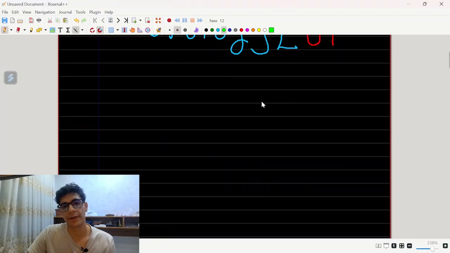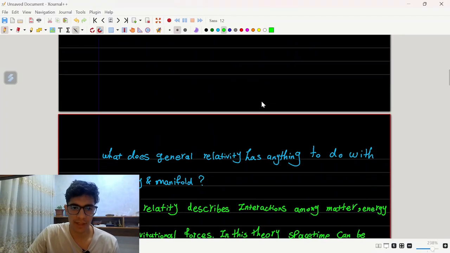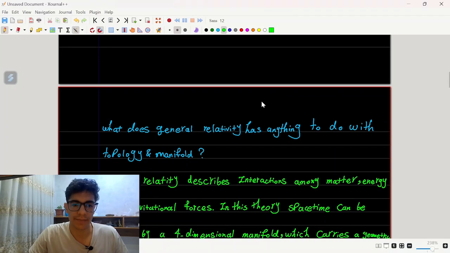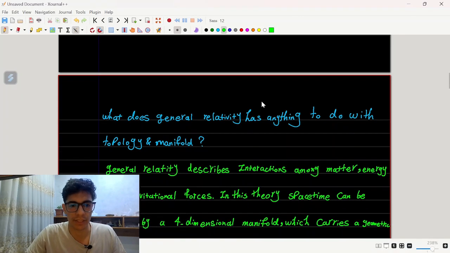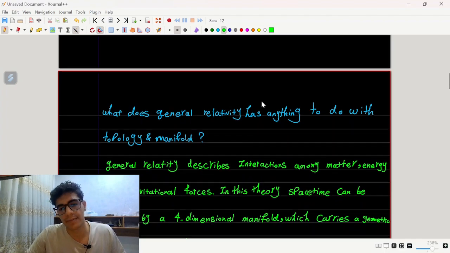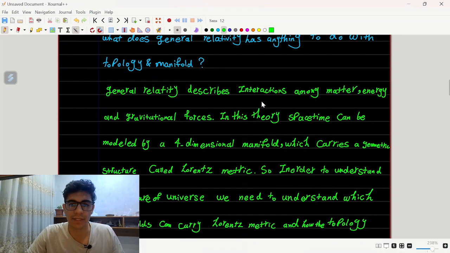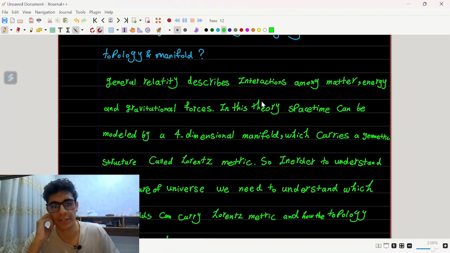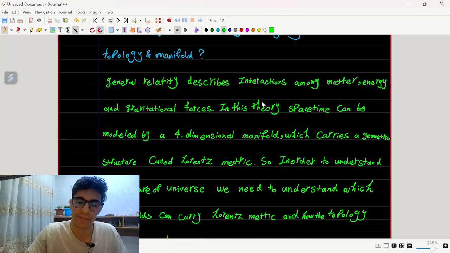First of all, we are going to take a look at why we should study topology and what general relativity has to do with topology and manifolds. Well, actually, general relativity describes interaction among matter, energy, and gravitational forces. And in this theory, spacetime can be modeled by a four-dimensional manifold which carries a geometric structure called Lorentz metric.